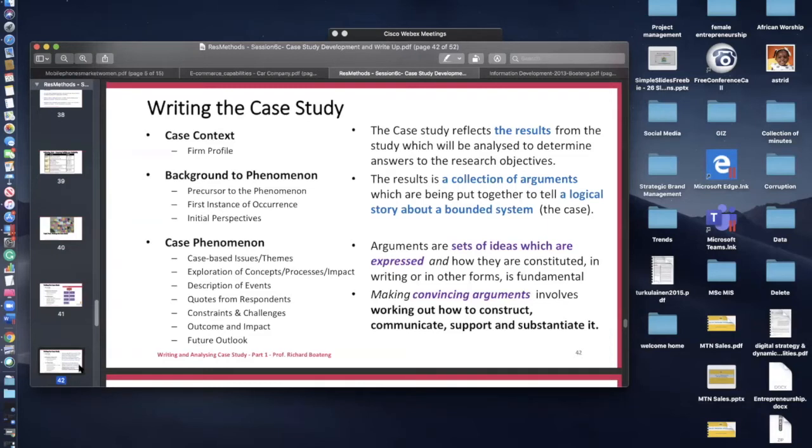Now, in terms of writing, every type of writing is a certain type of argument you are putting across. So arguments are a set of ideas which are expressed, and how they are constituted in writing and other forms is fundamental. Making convincing arguments involves working out how to construct, communicate, support and substantiate them. So what are we going to do? We are going to learn how we write our case study, looking at the different types of argumentation.